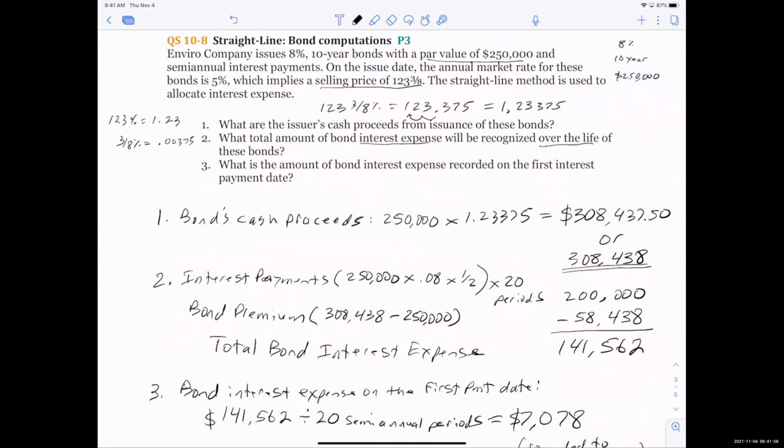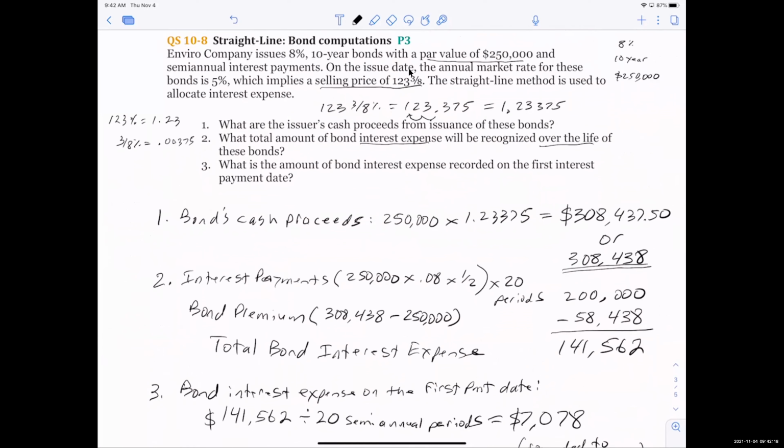I think it's the same. No, it's different information. Okay, so we've got Enviro Company issues 8%, 10-year bonds with the par value of 250,000.